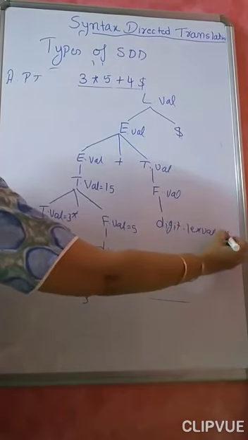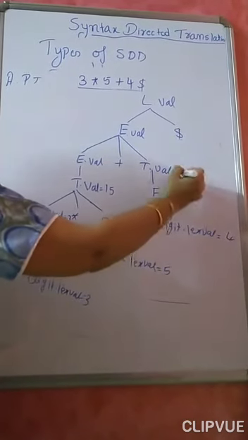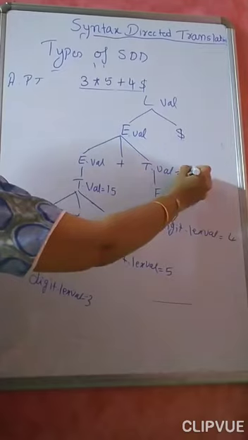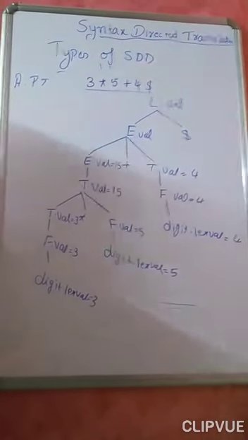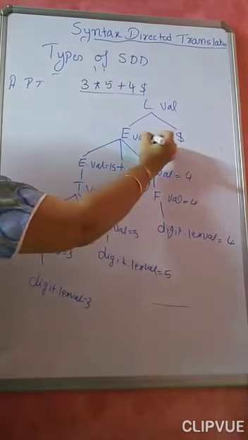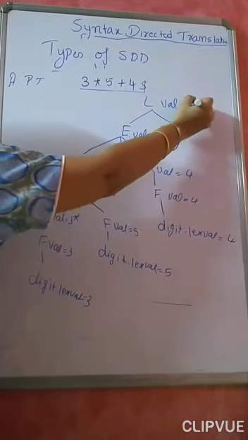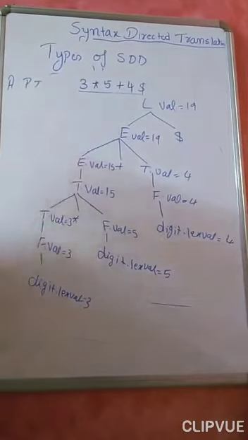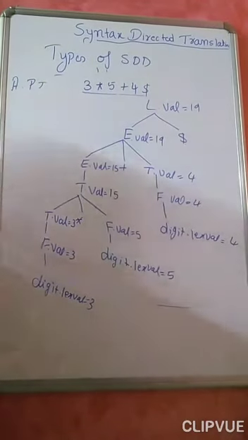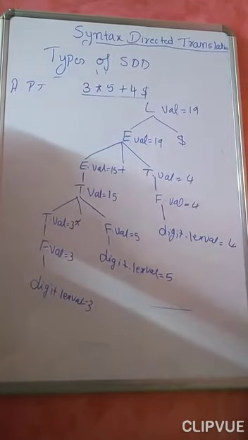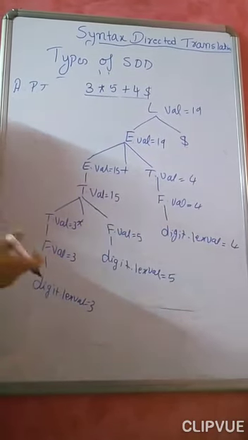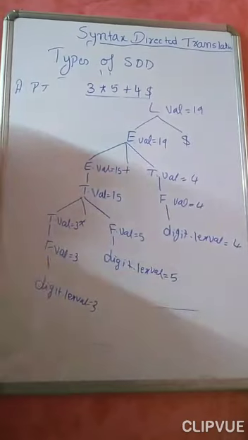Here it is how much? 4. Here it is 4. Same thing, 4. What is E dot value? 15 plus 4, so it is 19. So this is an annotated parse tree which we have constructed for this particular expression, which ends with a dollar, by using the S attributed SDD.